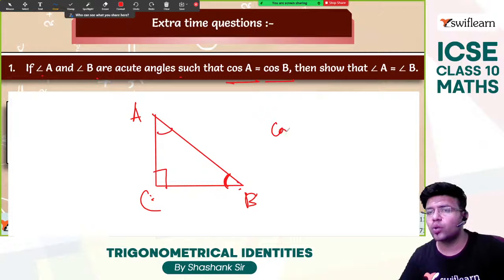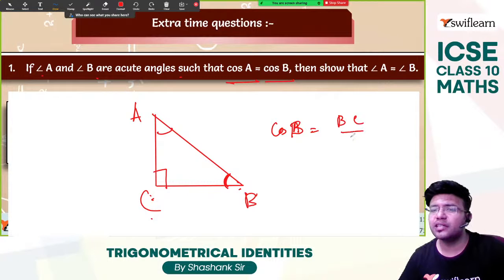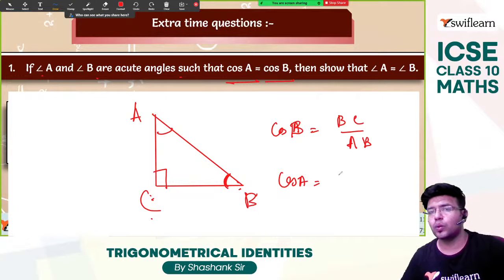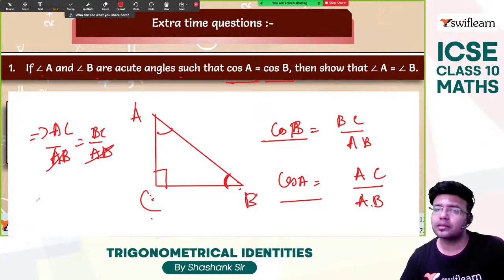What is cos B equal to? Cos of angle B is equal to base BC by AB. What is cos A equal to? Okay, so cos A is equal to AC by AB. They have said cos A is equal to cos B. This implies AC by AB is equal to BC by AB. AB cancels. We have AC is equal to BC.